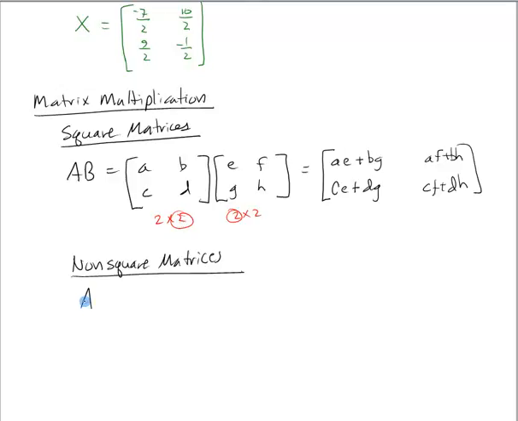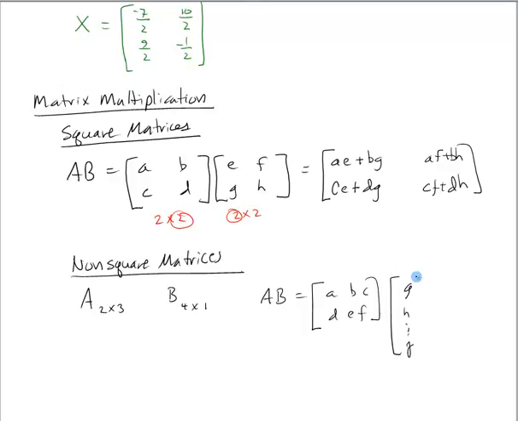Let's make up two matrices. Let's say A would be 2 by 3 and B would be 4 by 1. I want to look at their product, AB. So let's see what that could look like. A is 2 rows, 3 columns: A, B, C, D, E, F. B is 4 rows, 1 column: G, H, I, J.